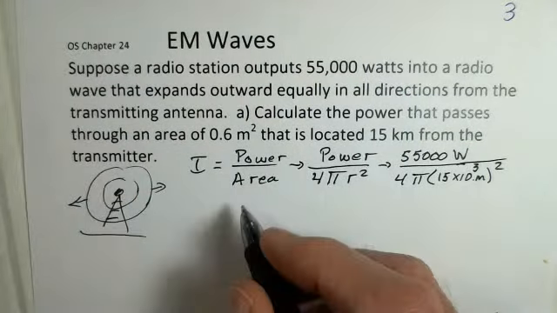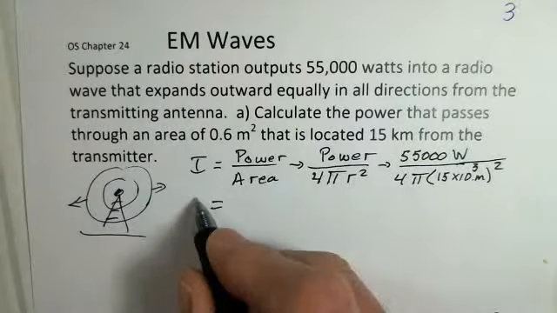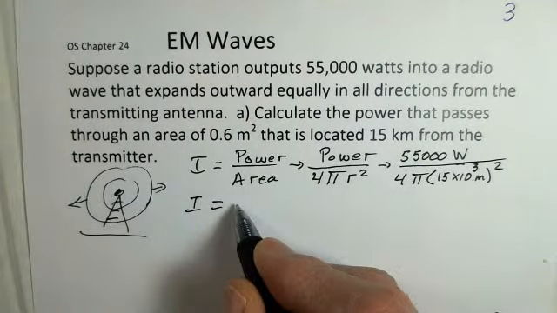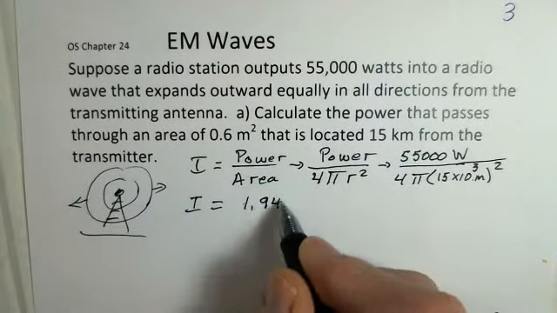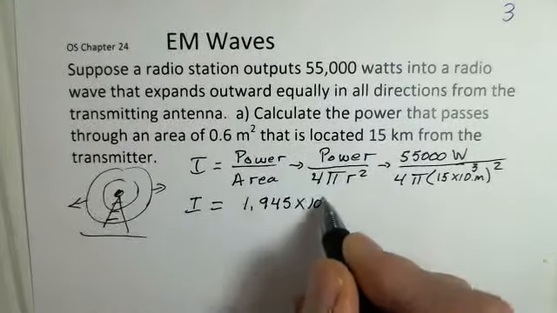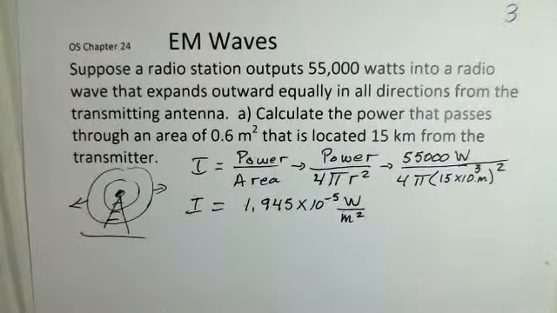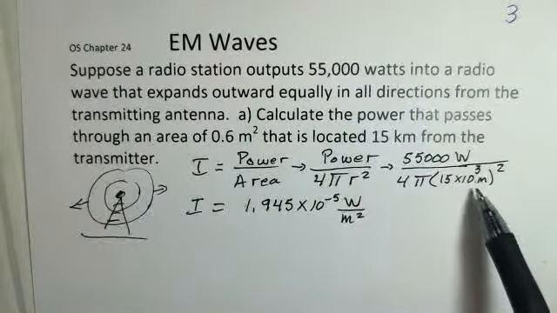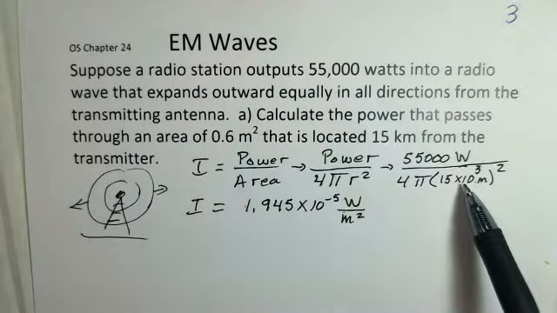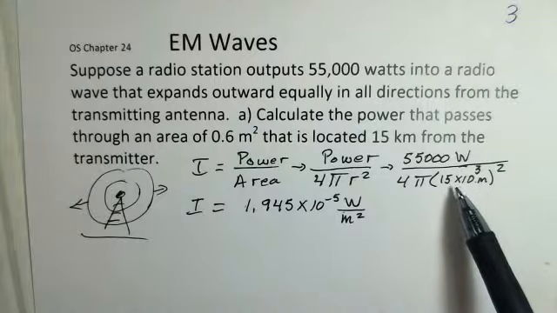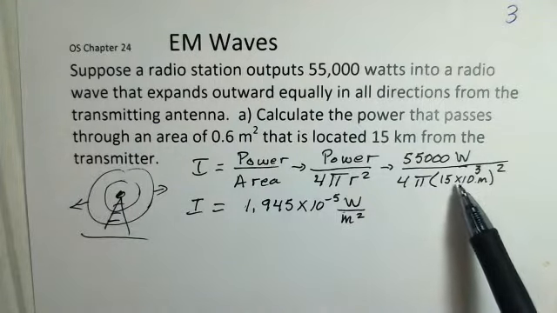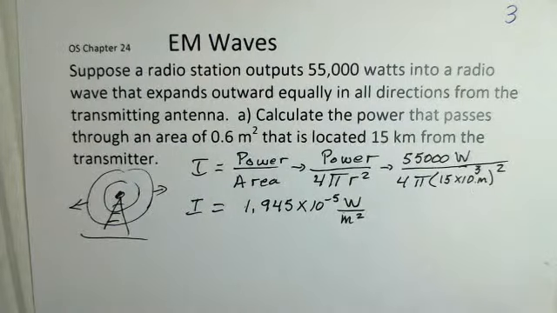So when I did that, and you should perhaps pause here and do this yourself, I found an intensity of 1.945 times 10 to the minus 5 watts per square meter. The intensity drops dramatically as the radius increases. The intensity is inversely proportional to the square of the radius of our sphere. So we come up with this number.